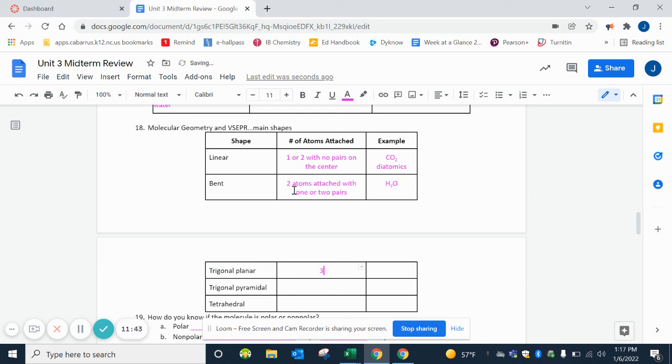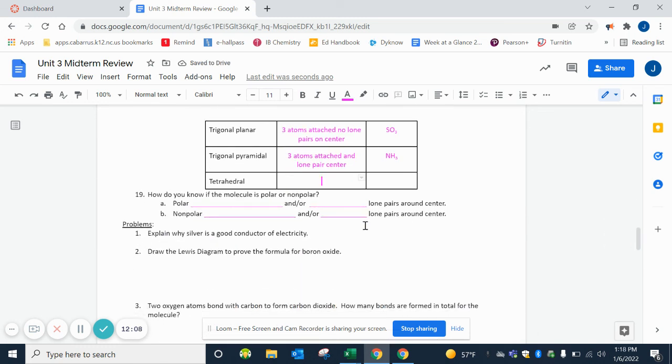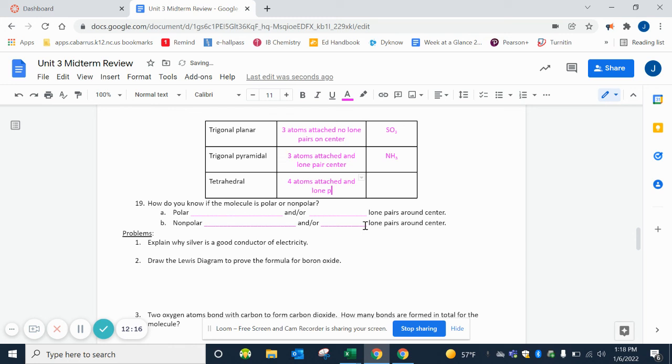Trigonal planar, you have three atoms attached, no lone pairs on the center. An example would be SO3. Trigonal pyramidal, you have three atoms attached and a lone pair on the center. An example would be NH3. Tetrahedral, remember tetra means four, so there's four atoms attached and no lone pairs on the center. An example would be CH4.